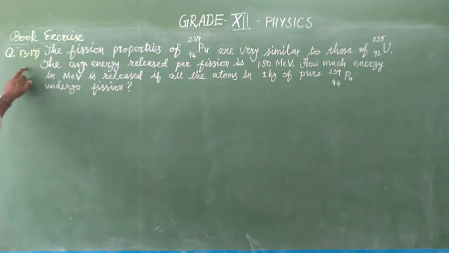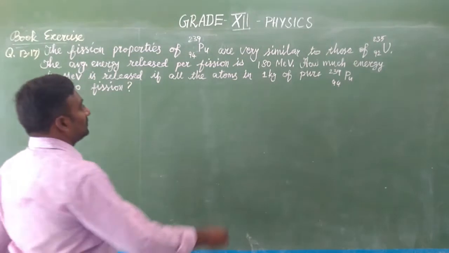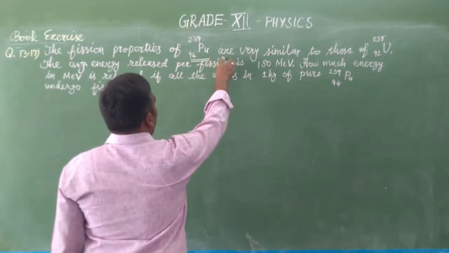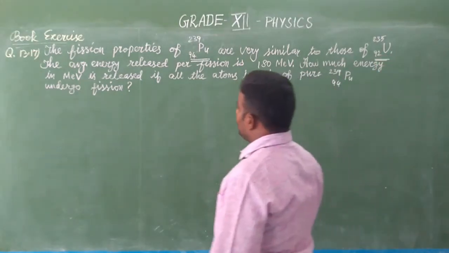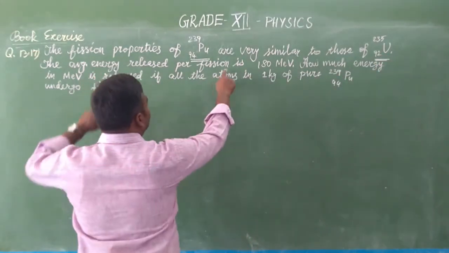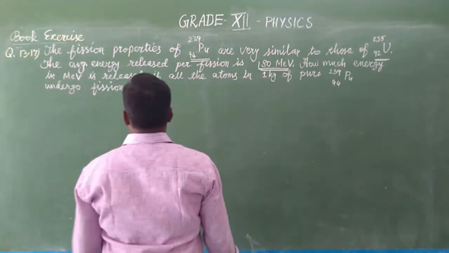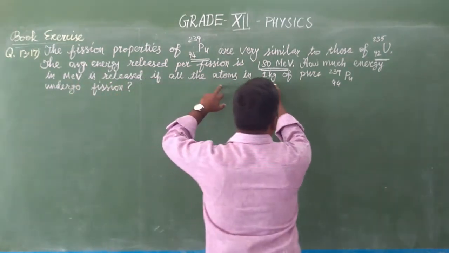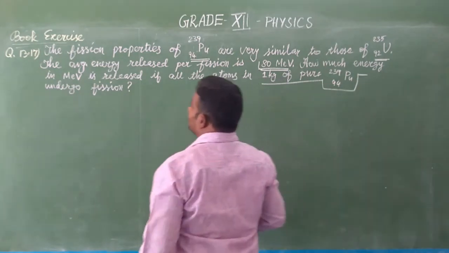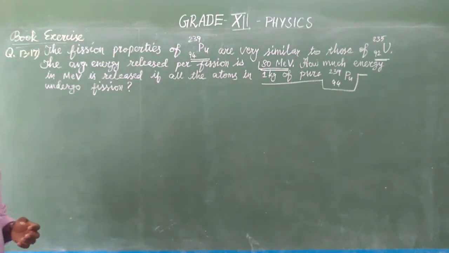Now question number 17. Look at the question. The fission properties of plutonium 94 239 are very similar to those of uranium 92 235. The average energy released for fission is 180 mega electron volt. How much energy in mega electron volt is released if all atoms in 1 kilogram of pure plutonium undergo complete fission? Similarly, already we know what a fission is, the breaking of heavy nuclei into two or more lighter nuclei.